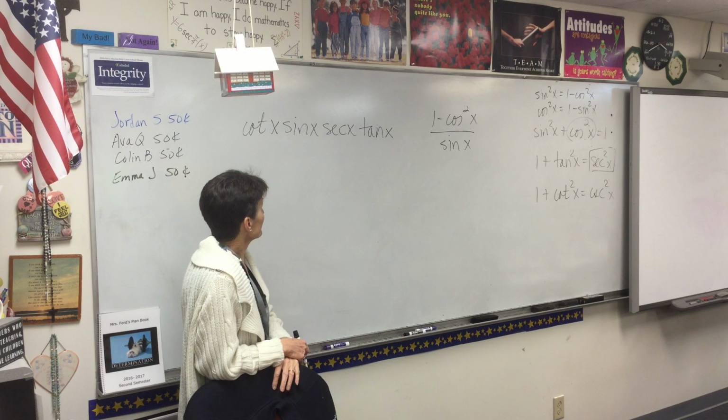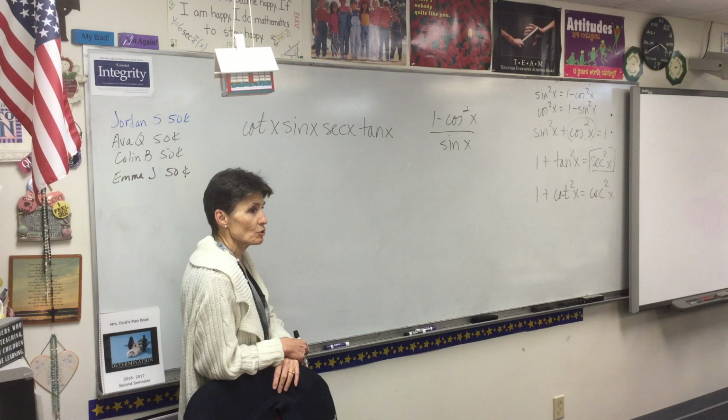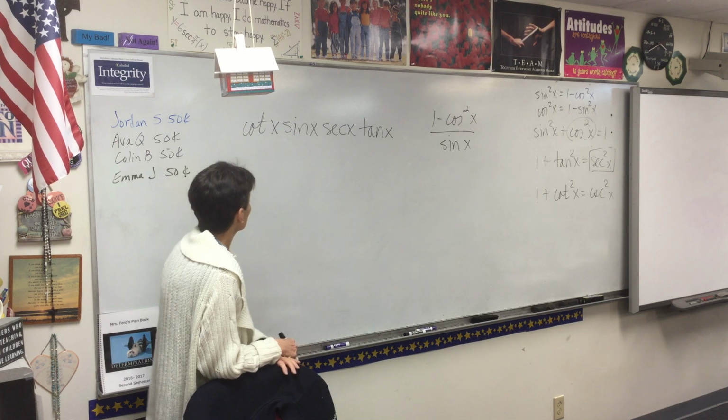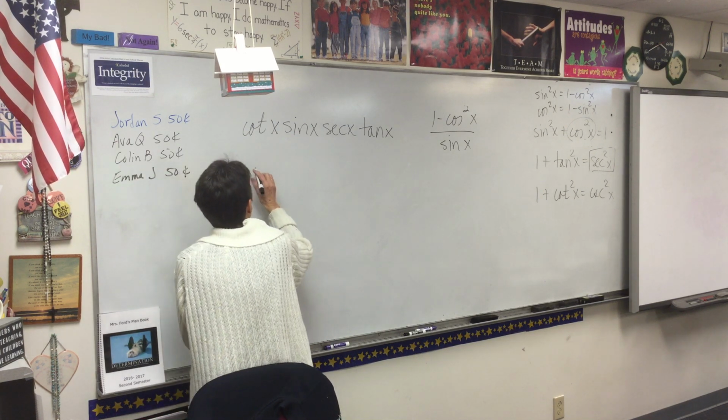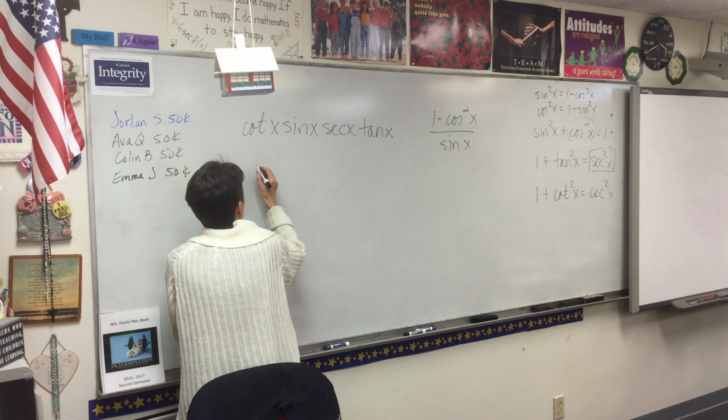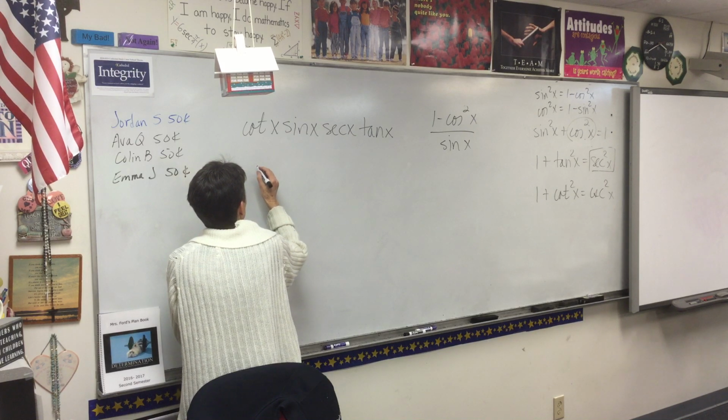Did anybody get number 1 simplified? Jordan, you did? Yeah, 1 over tangent x. You got 1 over tangent? It was just tangent. I just got tangent. Just got tangent? Well, we don't know. We'll just have to see. Let's see. Jordan, what did you do with cotangent? 1 over tangent. Oh, never mind. I should have done it.